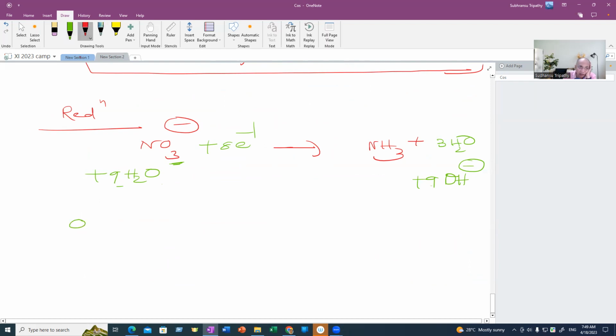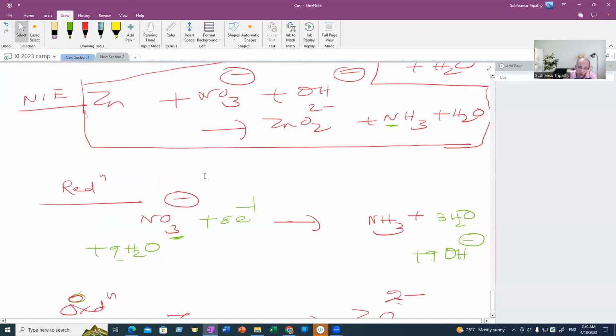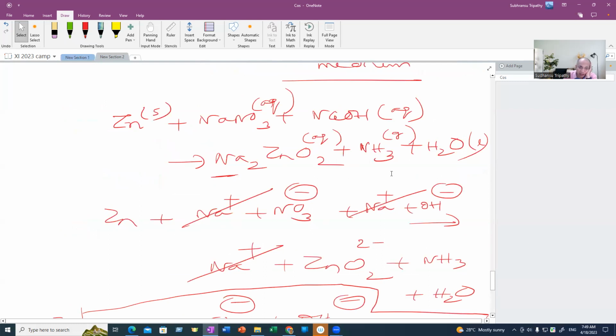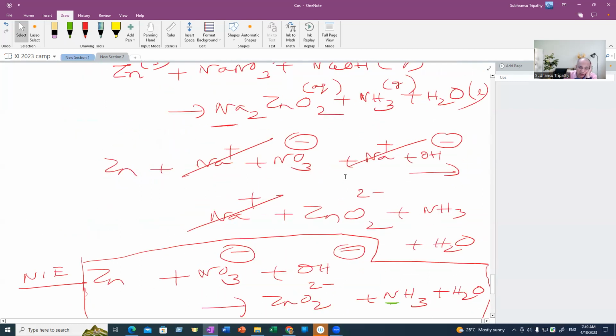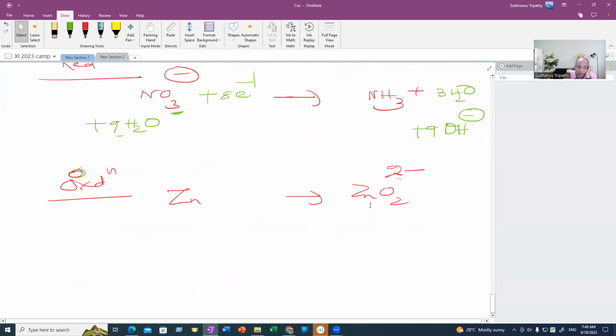In the same manner, we take up oxidation step. Here zinc and here ZnO2 2 minus. Zinc has been oxidized to zincate. We just copy one species from left side and the corresponding species in the right side. Then apply the same set of rules. Zinc, number of zinc atoms are same. First rule is already over.